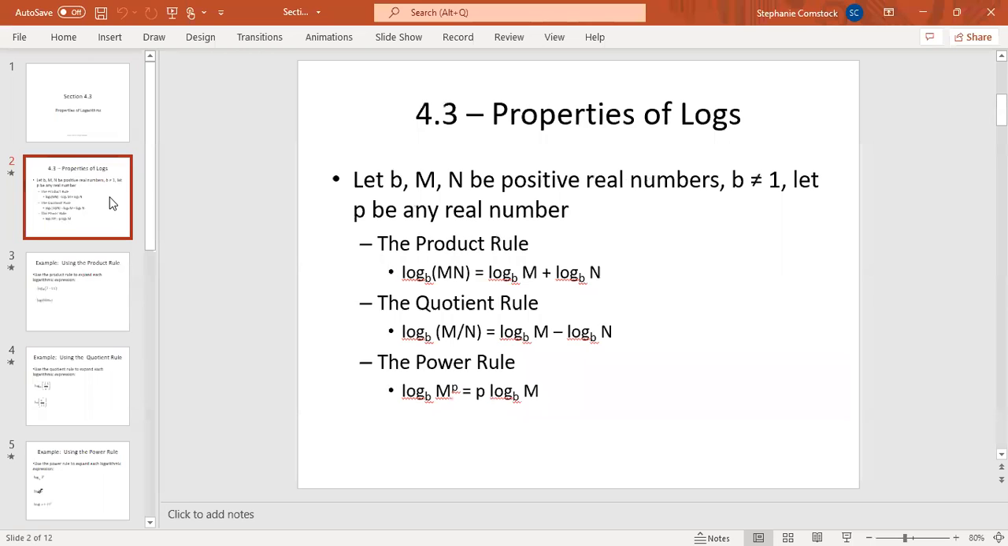So the second property that we have is going to be the quotient rule, okay? And the quotient rule deals with division, okay? So what we have here, and when you see me write this, I'm actually going to write that M over N as a vertically stacked fraction instead of this side-by-side notation. So we have log base B of M over N can be separated into log base B of M minus log base B of N. So we're doing the top minus the bottom. So we're going to look at a couple of examples for this one as well.